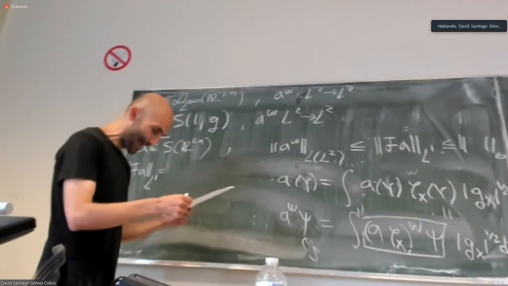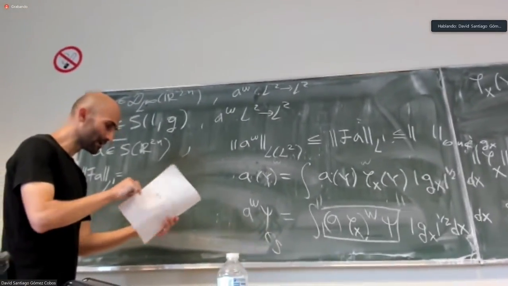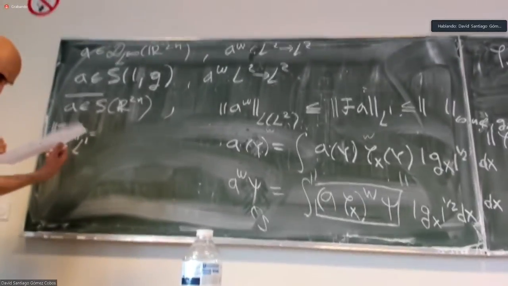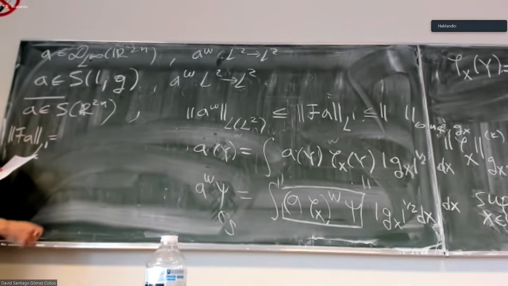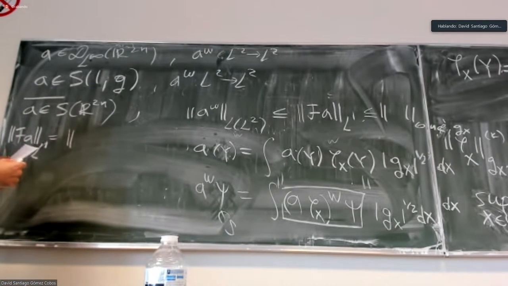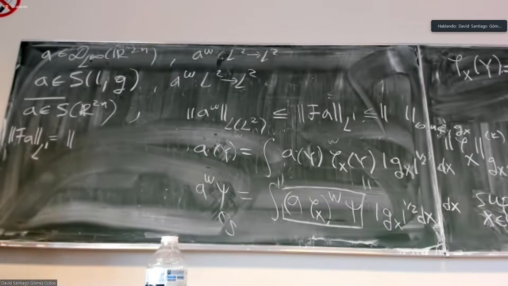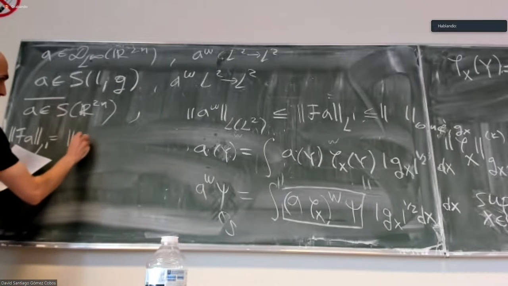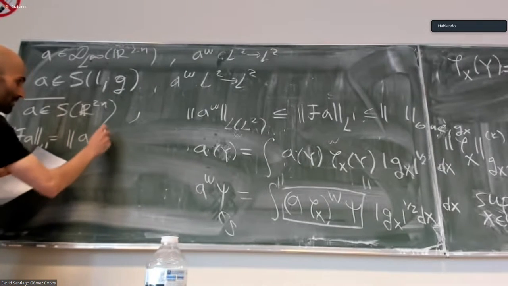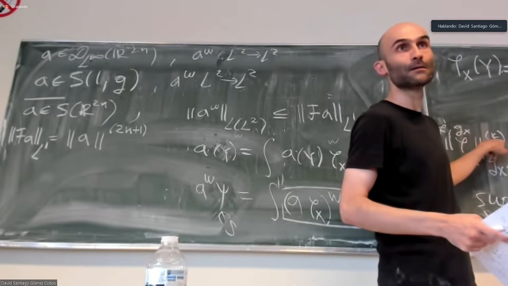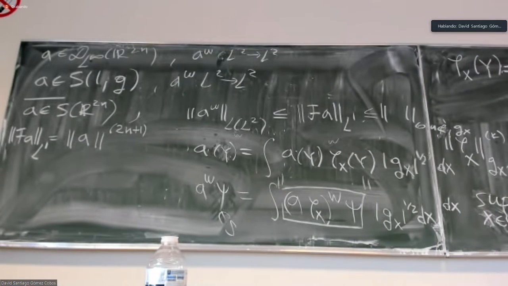But what you get at the end is that this thing is bounded by A, and the trick here is exactly that you go in the confinement norm to the exponent 2n plus 1, exactly to that point. And why? Because you have this thing in the denominator and you want the integral to converge, and for the integral to converge, you need exactly n plus something.